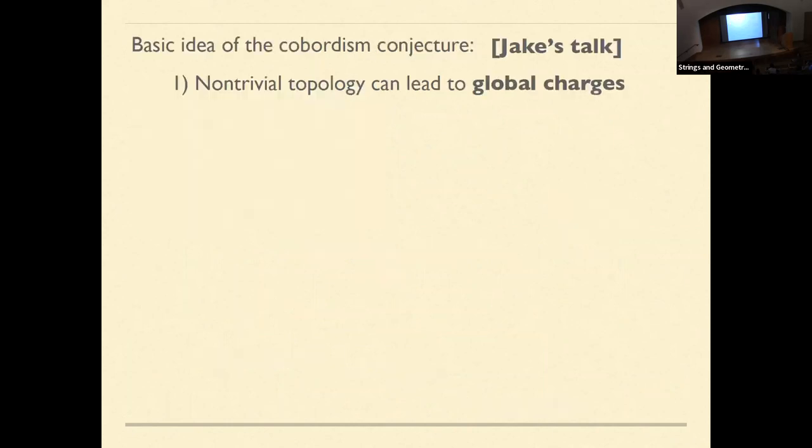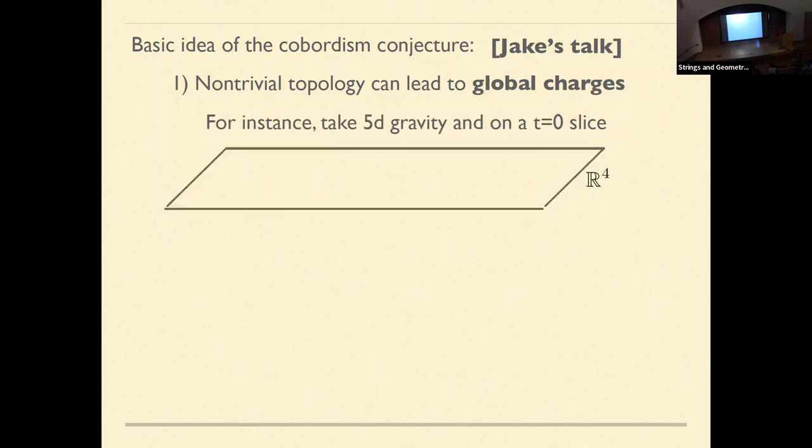Very good. The way I understand it, the cobordism conjecture is essentially a spin-off of the idea that there are no global symmetries in quantum gravity, combined with the interesting observation that if you have non-trivial topology, that in itself can sometimes lead to new charges. This is a very nice example. I think it's actually taken from Jake and Kubrin's paper.